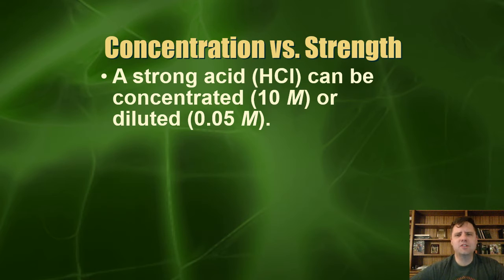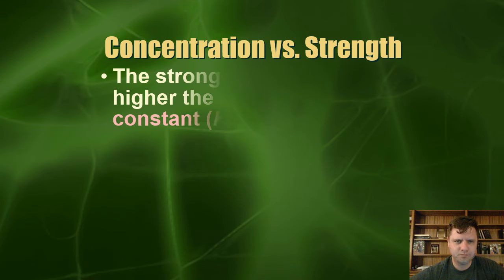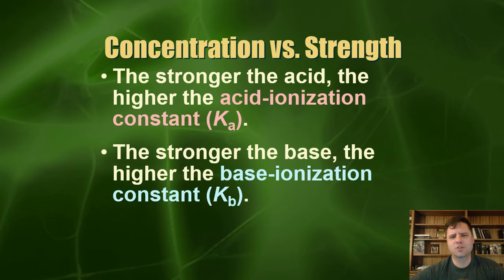So a strong acid, HCl, can be concentrated, like 10 molar, or can be diluted, like 0.05 molar. The same is true for strong bases and weak acids and bases. The stronger the acid, the higher the acid ionization constant. The stronger the base, the higher the base ionization constant. Note that there's an ionization constant for water. We just call it Kw. But for each different acid and each different base, there's a different ionization constant, and they're different depending on if the acid or base is strong or weak.